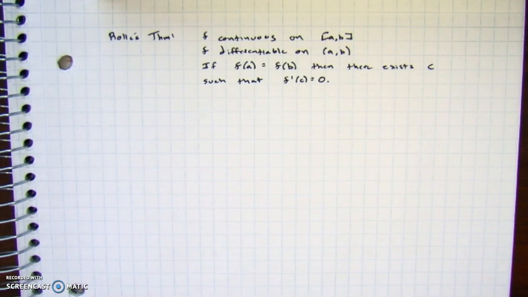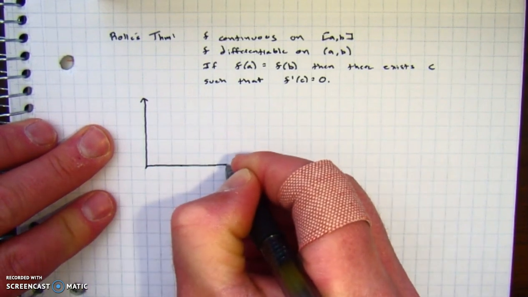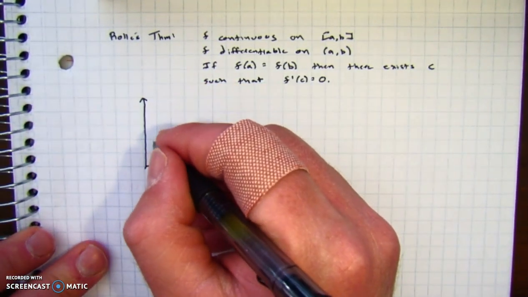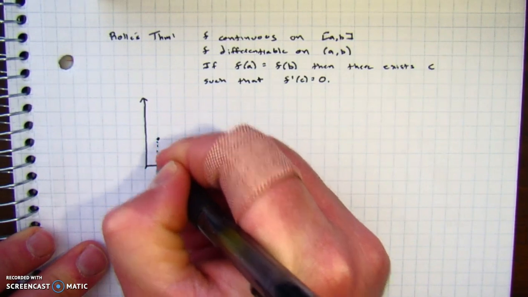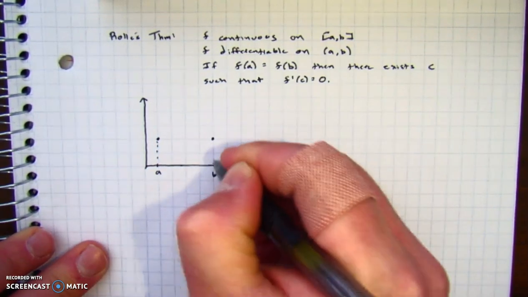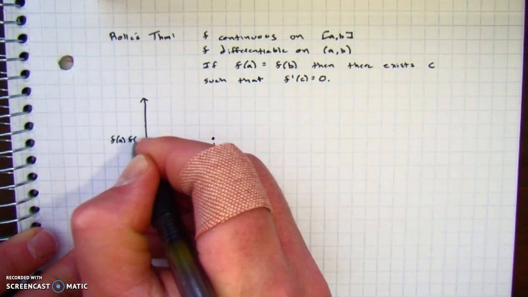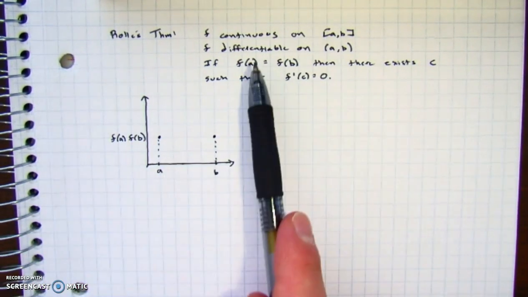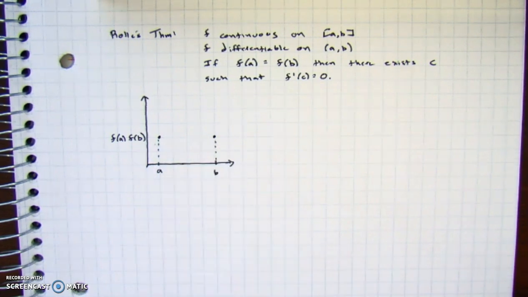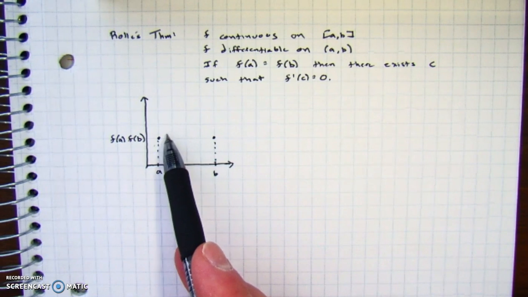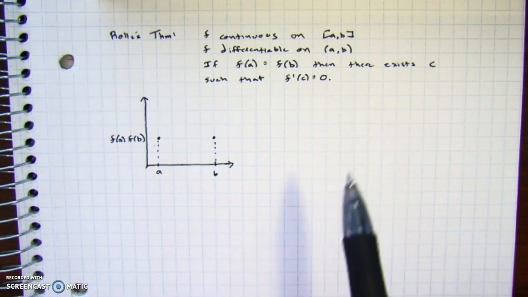Let's illustrate this a little bit. Let's say we have some function. Let's draw out our points first. Let's say this is a, and that's b. Then right here we're going to have both f(a) and f(b), because that's the condition: f(a) has to equal f(b). That's where we start. If this is the case, then there's going to exist some point c that lies between a and b, where the derivative equals 0, or the rate of change equals 0.